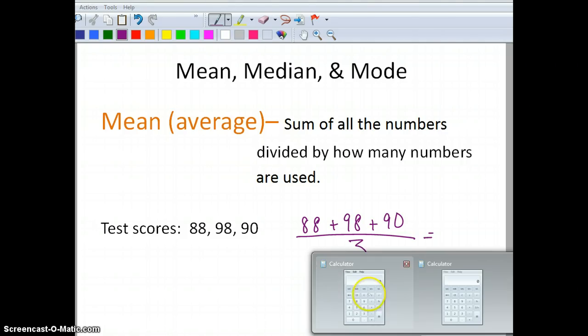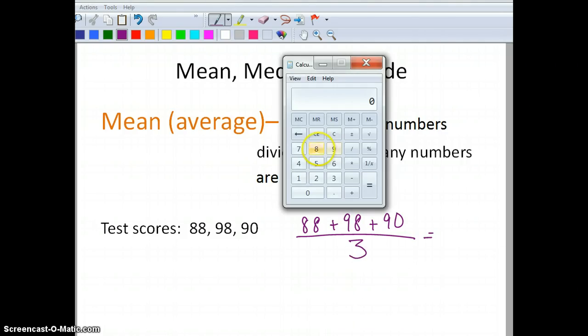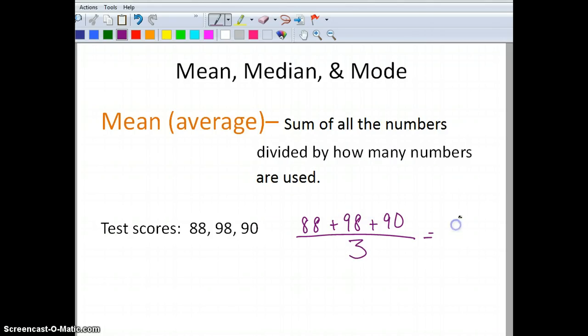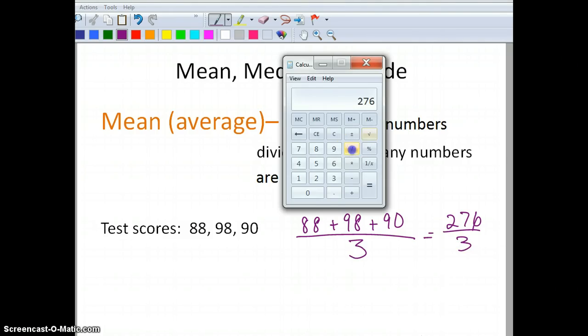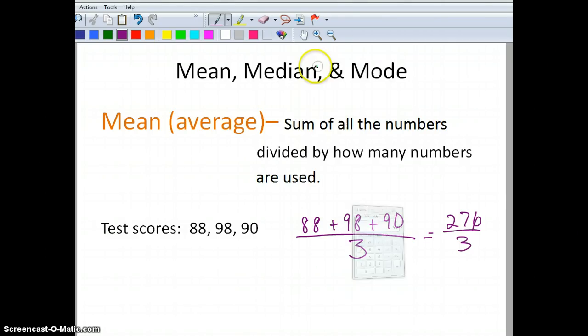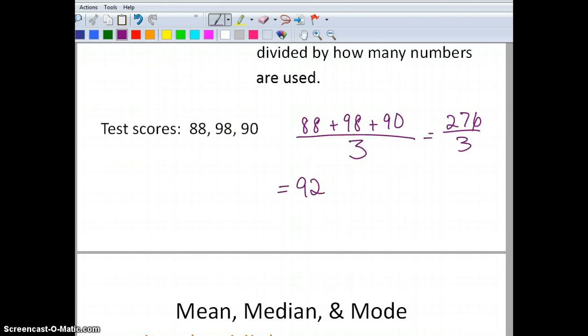Okay, so when we enter this into the calculator, we have 88 plus 98 plus 90. So that gives us 276 divided by 3. So divide by 3. So the average would be 92. Or the mean would be 92.